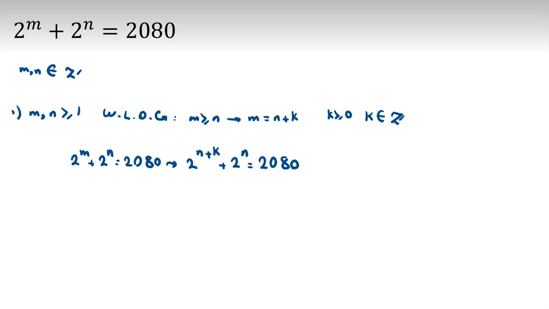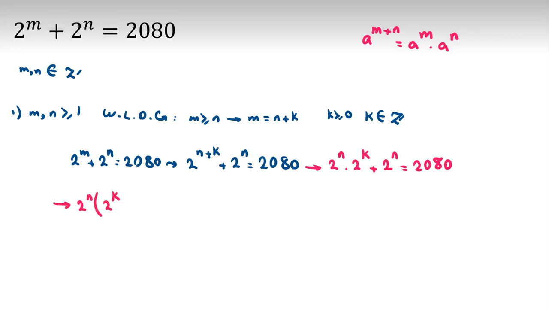Now I want to use the power rule. The power rule is what? a to the m plus n equals a to the m times a to the n. So I can conclude 2 to the n times 2 to the k is 2 to the n plus k, plus 2 to the n equals 2080. Now, we factor out 2 to the n, and it will be 2 to the k plus 1 equals 2080.